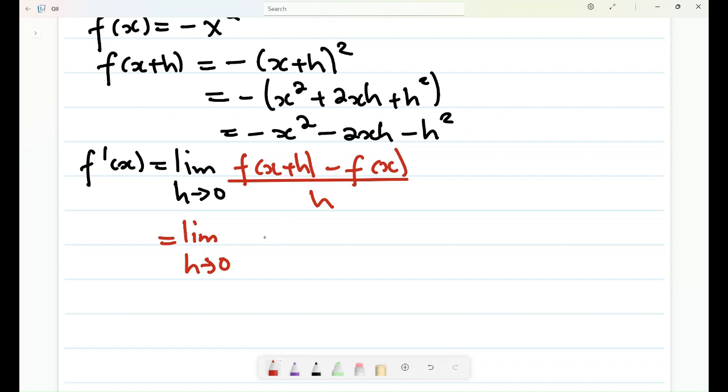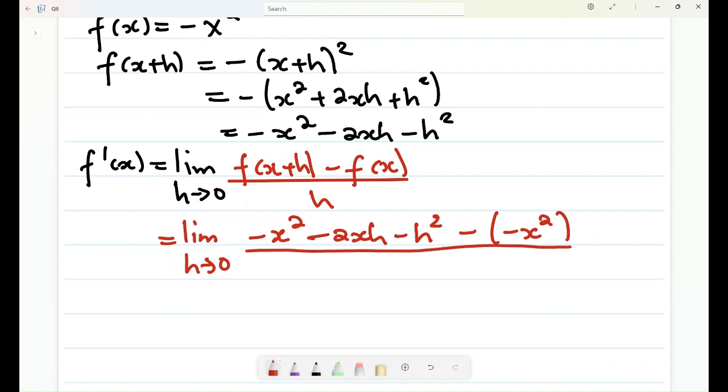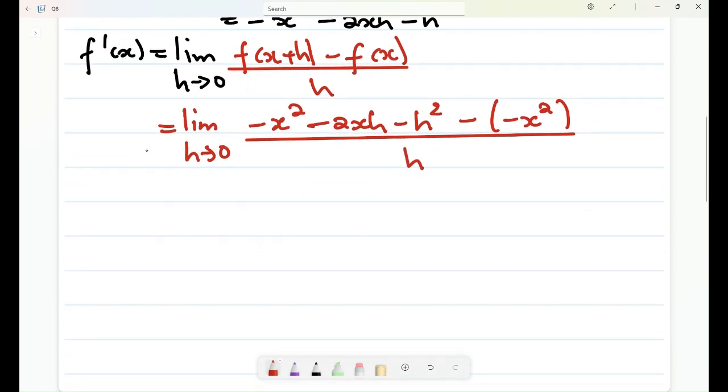What is f of x plus h? It is negative x squared, let's write that neatly, minus 2xh minus h squared, minus. Every time you substitute, do yourself a favor and put whatever you substitute inside the brackets, minus x squared. Okay? Divide by h. Then I still have the limit as h approaches 0.